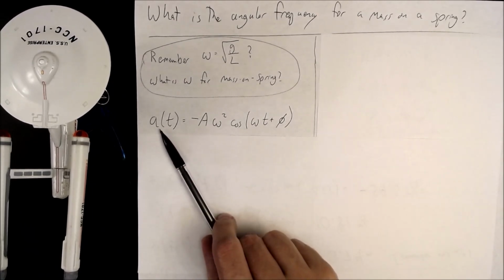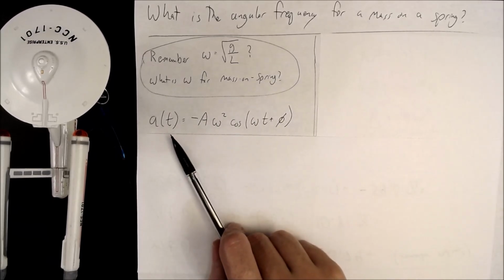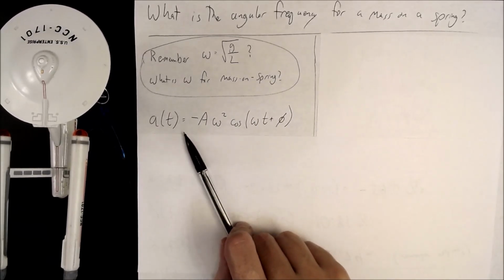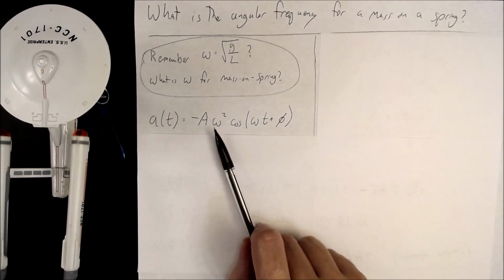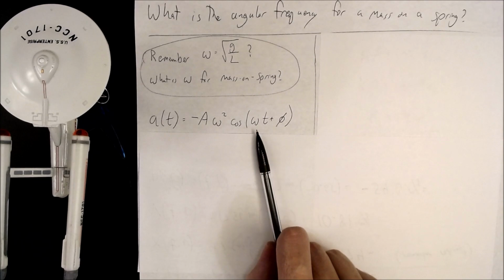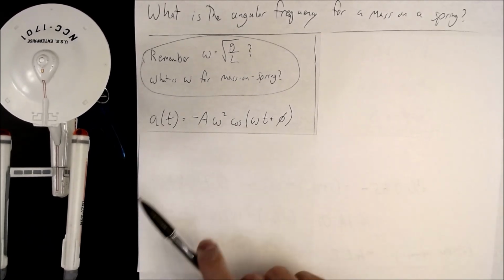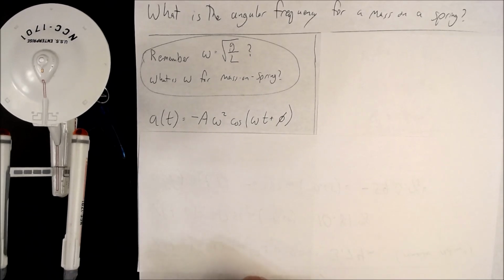Now the acceleration, we said last time, of anything moving in this kind of oscillation: acceleration as a function of time is equal to the negative of the amplitude times the angular frequency squared times the cosine of angular frequency times time plus phi. This we got by taking the derivative of the position equation twice.